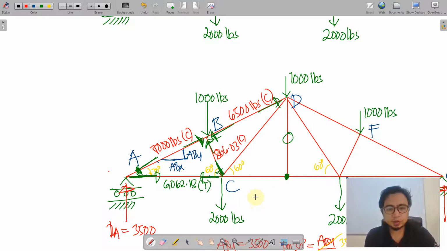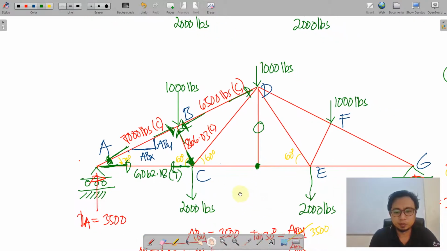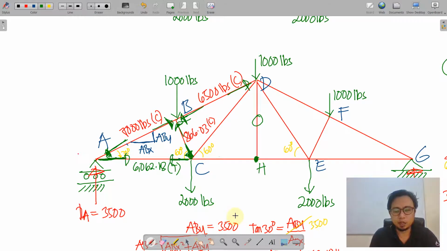Finally, moving on to joint C. To complete this truss, the left portion is symmetrical to the right portion, so we'll just have to adapt the forces from what we have solved on the left. The remaining members here are CD and this one. So I'll just have to place here CH.